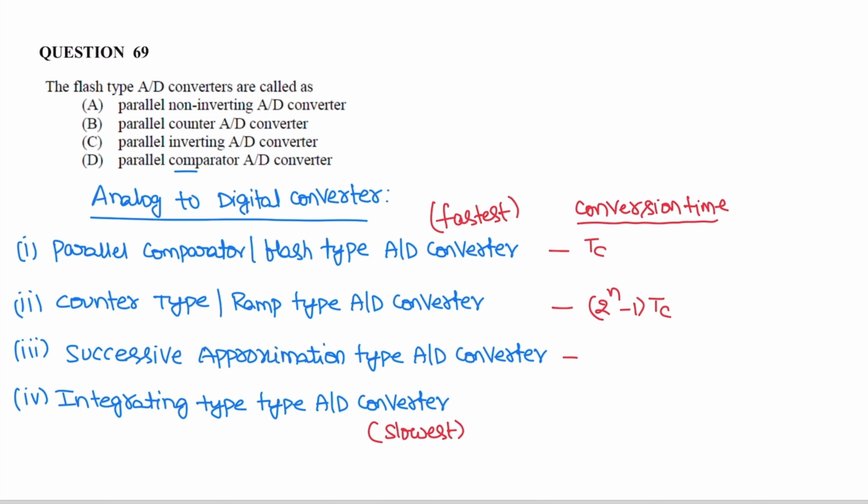For a successive approximation type analog to digital converter, the number of clock cycles required to convert analog signal to digital signal is n clock cycles, where n is the number of bits, for an n bit A to D converter. For integrating type analog to digital converter, it requires approximately 2 power n plus 1 clock cycles. So this is the slowest converter, which requires very long time, and the fastest is the flash or parallel comparator, which takes only 1 clock cycle. So correct option is D.